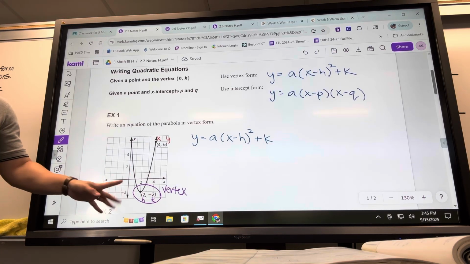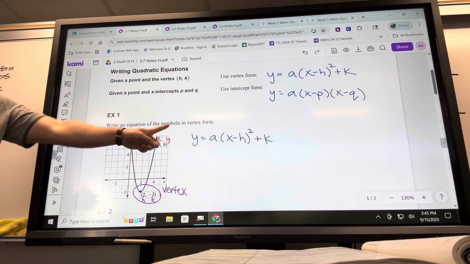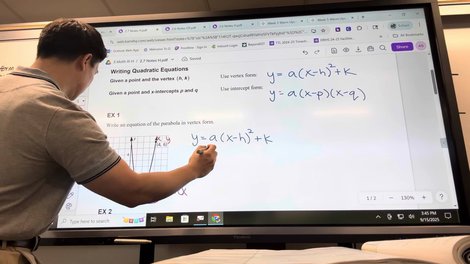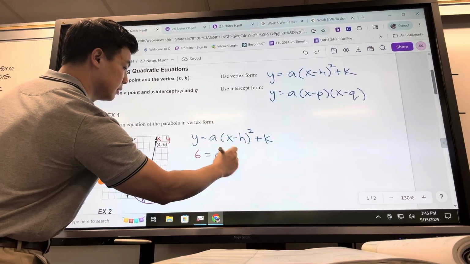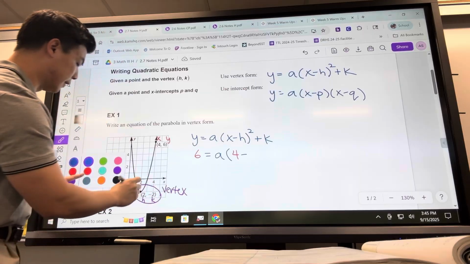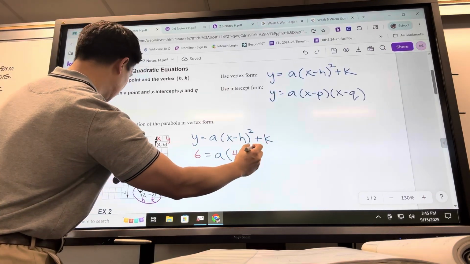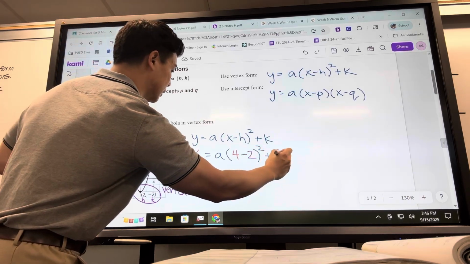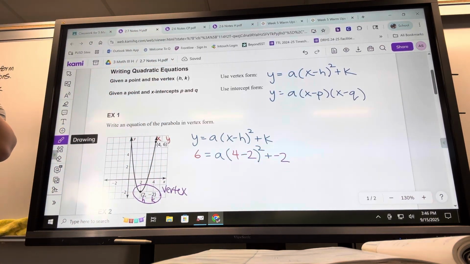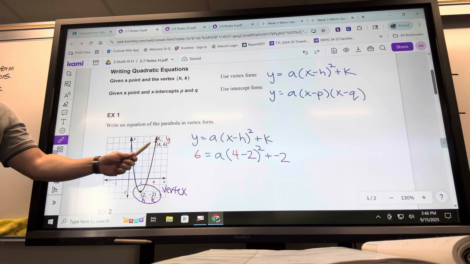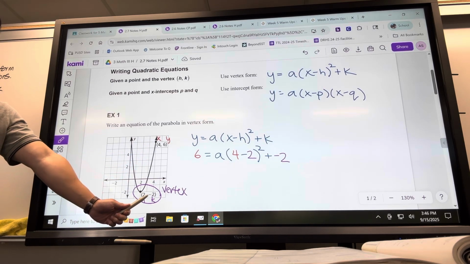So what I'm going to do is plug in all the pieces that I have, h, k, x, and y, into this equation here. So my y value is 6. I don't know what my a value is. X is 4. We are subtracting our h value, which is 2, squaring this, and we're adding our k value, which is negative 2. So plugging in all the pieces, again, y is 6, a is unknown, x is 4, h is 2, k is negative 2.